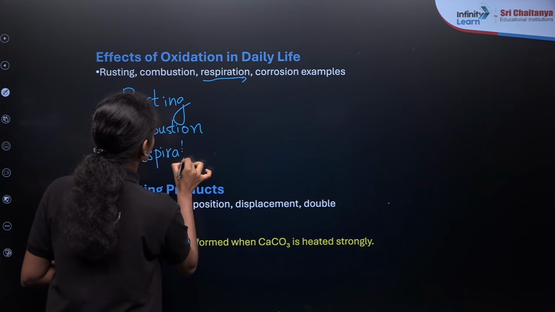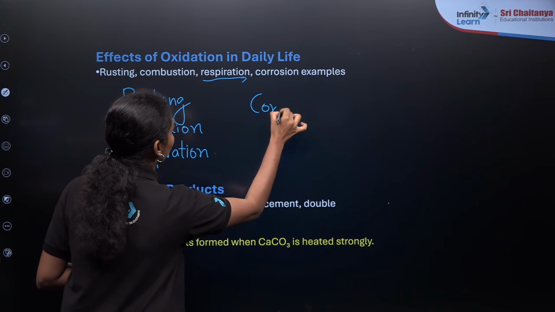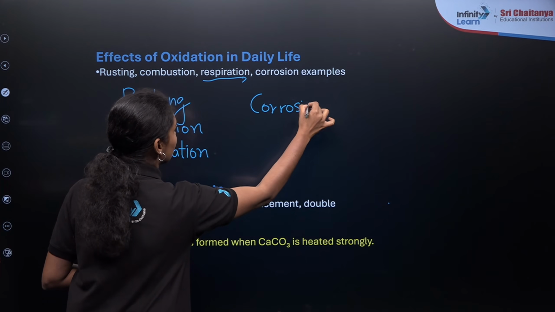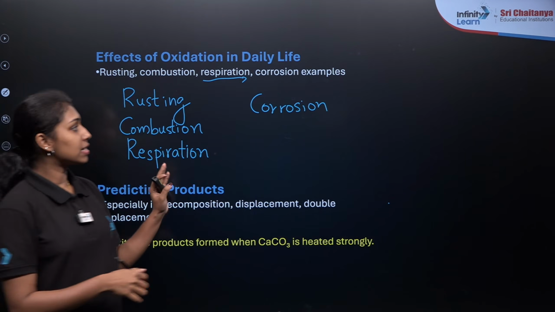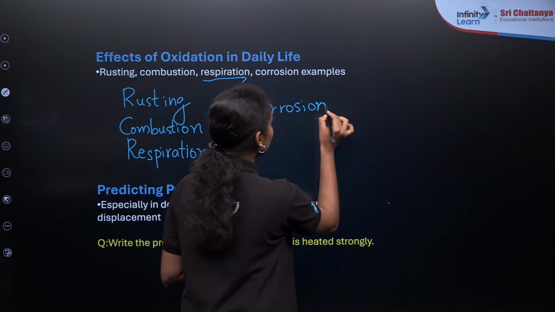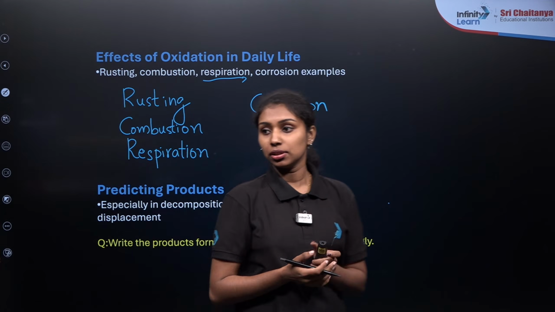this is again the redox reaction, right? Then corrosion. In terms of corrosion, we will be discussing tarnishing of copper as well as the rusting of iron. So these are very important. Many times in the CBSE examination, they will ask about the corrosion part, how to prevent the corrosion, what are the methods to prevent the corrosion.